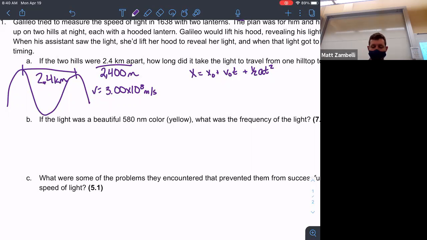Right. So this one right here, this 2,400 is going to be our x because that is our final distance. And then we have our initial distance. What do we think our initial distance is going to be? Awesome. 0. Our initial distance is 0. We're looking for time. We also need our acceleration. What's our acceleration going to be?